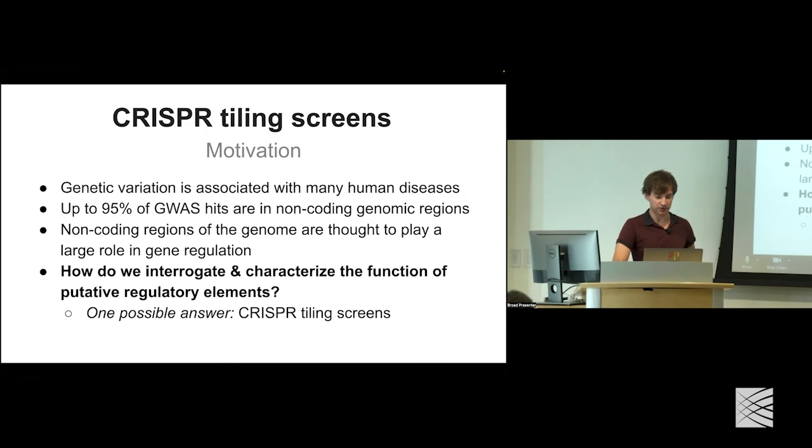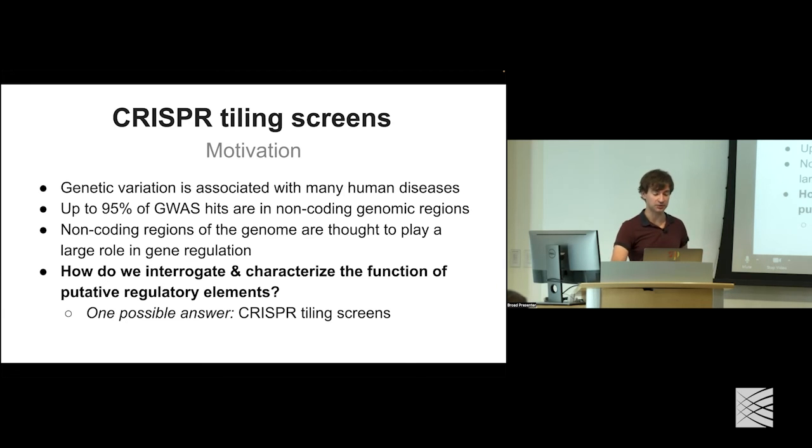This motivation will be familiar to many of you, but the generic idea is that genetic variation is associated with many human diseases. It turns out that a lot of GWAS hits end up being in non-coding parts of the genome. And so this has led people to believe, among other things, that non-coding regions of the genome are probably playing a large role in gene regulation. And this is probably implicated in various types of human disease.